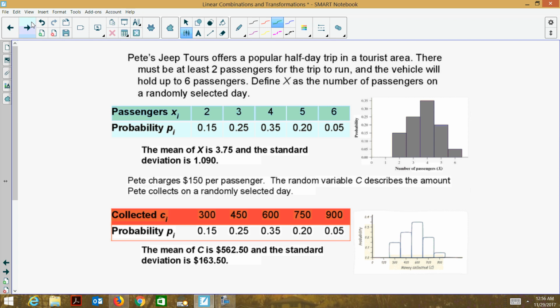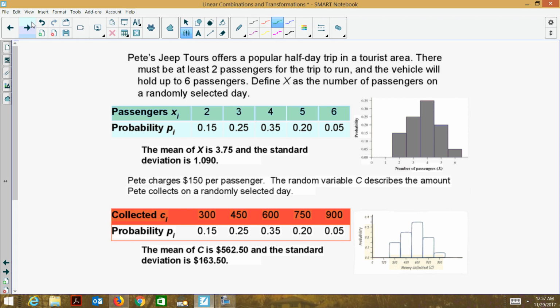So let's go through this example. Pete's Jeep Tours offers a popular half-day trip in a tourist area. There must be at least 2 passengers for the trip to run, and the vehicle will hold up to 6 passengers. Define x as the number of passengers on a randomly selected day. So this is a discrete random variable because it's on isolated points. It's 2 passengers or 3 or 4 or 5 and so forth. So here's a probability distribution table. If we were to find the mean and standard deviation, then out would come 3.75 and the standard deviation would be 1.09.